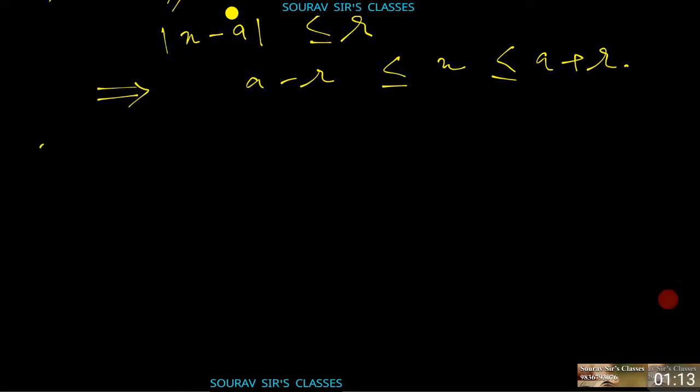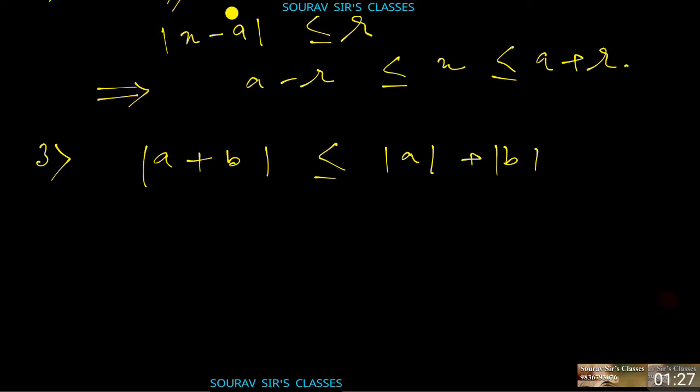Now we go to trick number 3. If a and b are two numbers, then the following inequality is satisfied. Mod of a plus b is always less than or equal to mod a plus mod b. Mind it, always. This is a very important inequality.